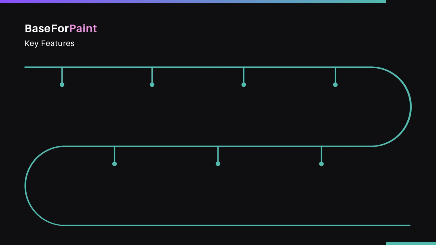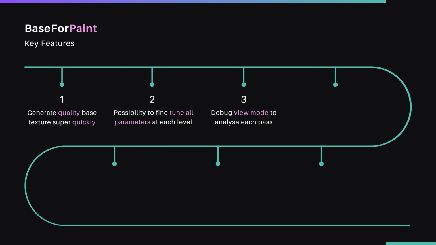To conclude, let's see all the BaseForPaint key features that we've seen today. Firstly, we can generate quality texture super quickly and with variety in the color palette, that is important. Secondly, we have the possibility to tune and fine-tune all parameters at each layer. To ease our workflow on that, we have also the debug view mode that allows to really see what happened at each pass of the generated gradient. The same generator can also be used to quickly create some PBR value, such as metalness, roughness.